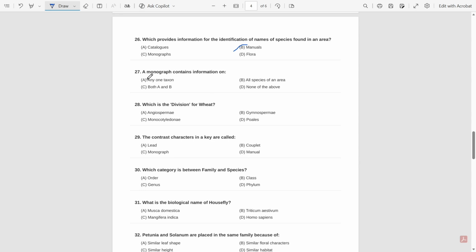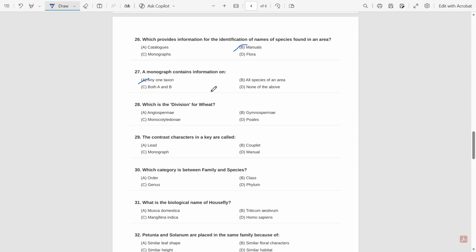27. A monograph contains information on A. Any one taxon, B. All species of an area, C. Both A and B, D. None of the above. A. Why a monograph is a comprehensive study of one specific taxon, e.g., a family or genus.